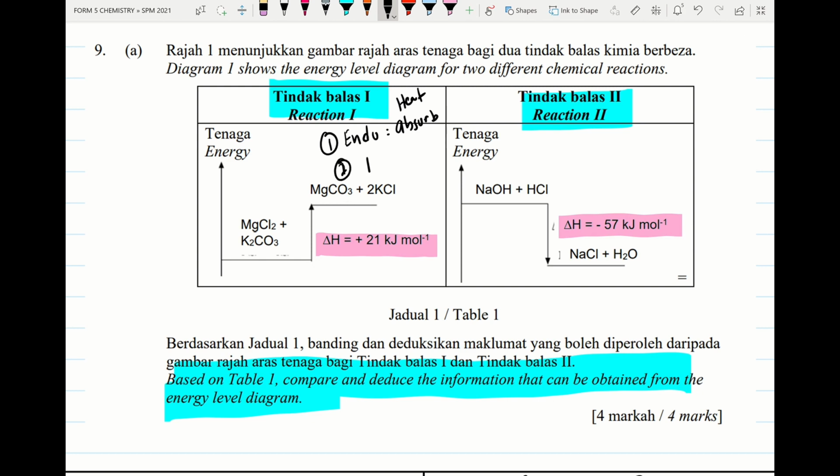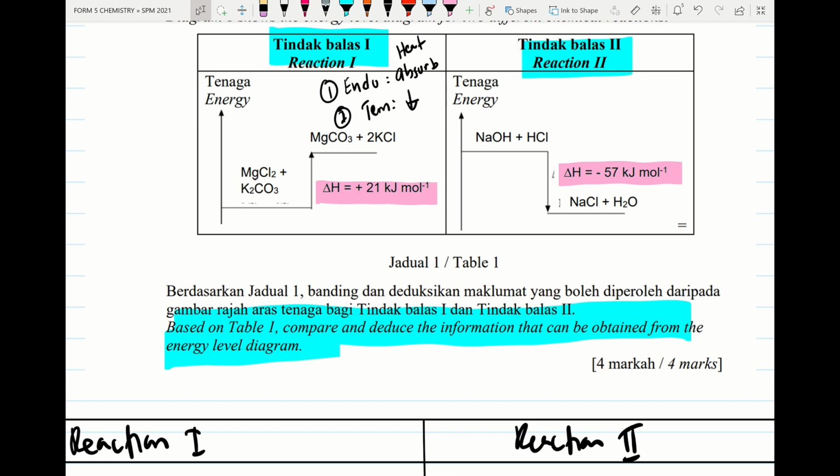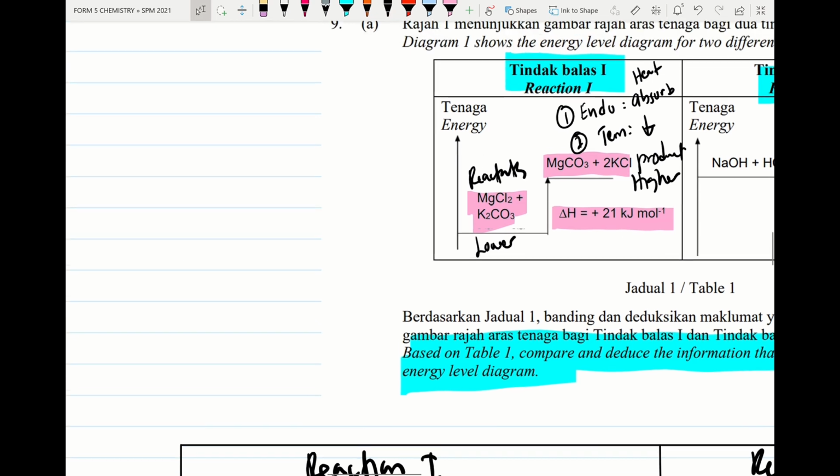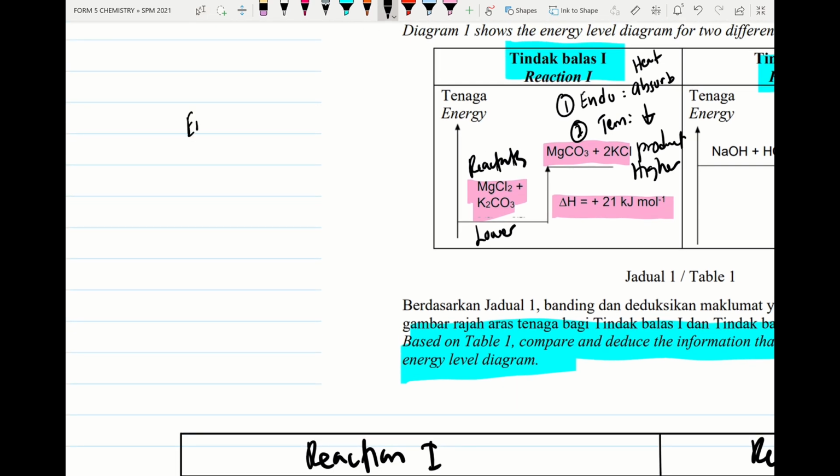Second point that students must remember: the temperature of the surrounding decreases. And please check here, this is known as the reactant, and this is known as the product. So the total energy content of the reactant is lower than the product. Okay, the product is higher. All these students must remember. And one more thing students must remember, this reaction is known as endothermic reaction.